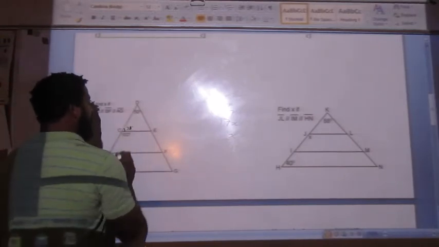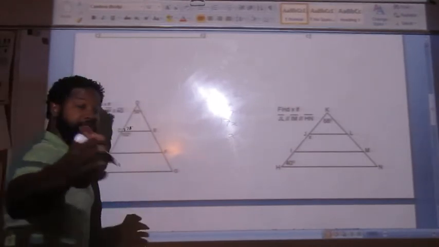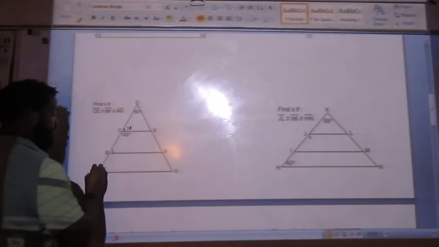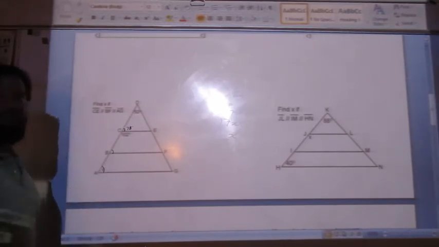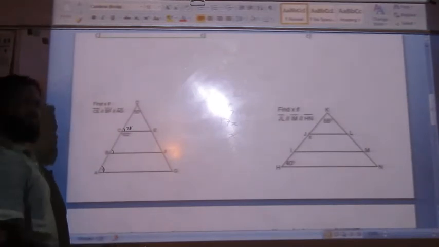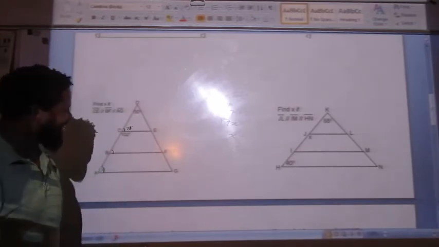78 degrees. And if this is 78 degrees, then correspondingly, this will be equal to 78, and therefore this will be equal to 78. So X is 78. Wait, I got lost. How'd you get to the 78? You're the one who gave me the answer.